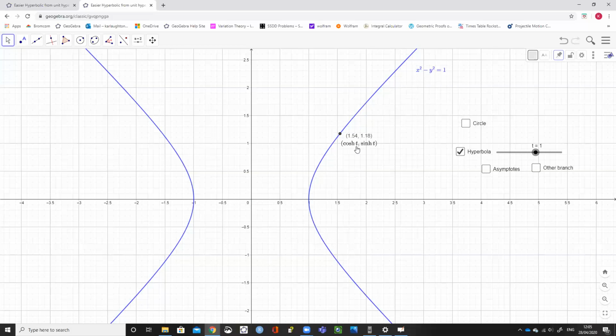Okay, so the coordinate of a point on the unit hyperbola, x squared minus y squared equals 1, is hyperbolic cosine t, hyperbolic sine t, cosh t, sinh t. Now you might be thinking, well, what about the other side? Well, I can simply get to the other side by having minus cosh t, sinh t. So as you can see, if I trace this around, I can get anywhere on the other side. So what we've done here is we've parameterized the hyperbola.